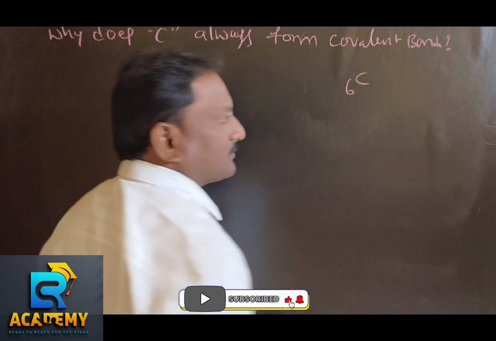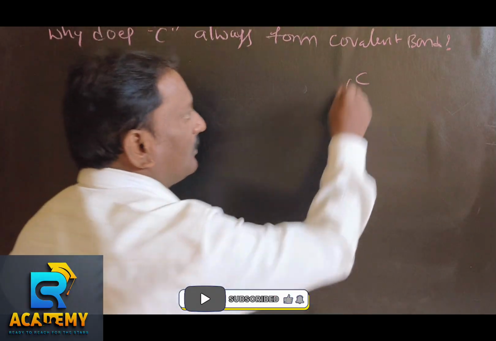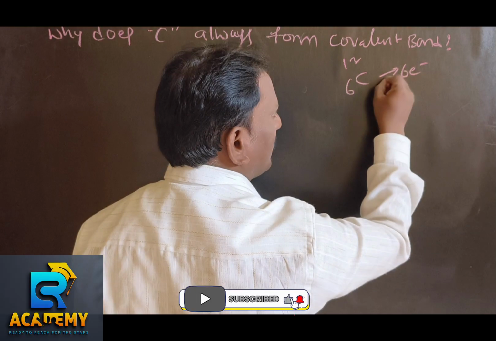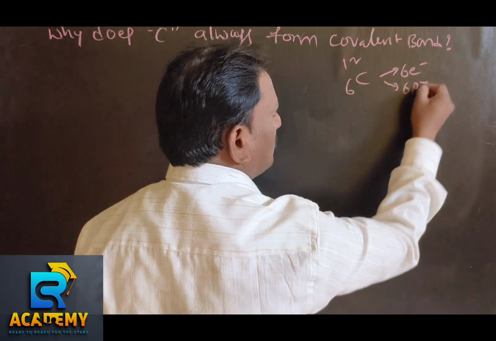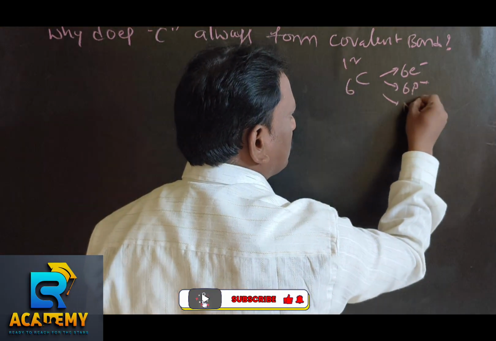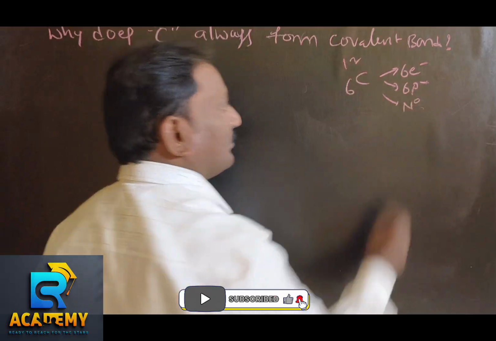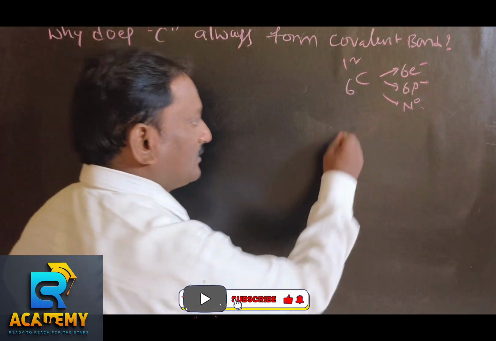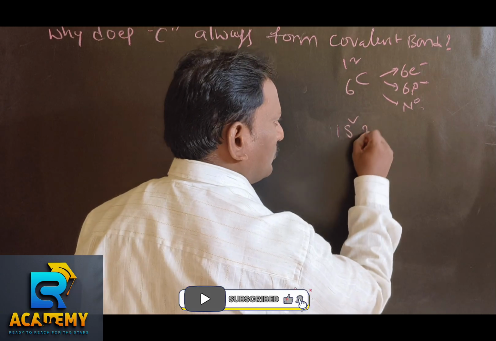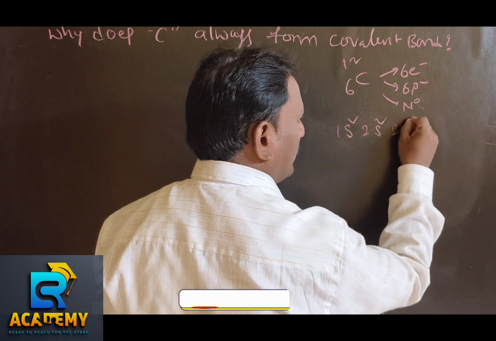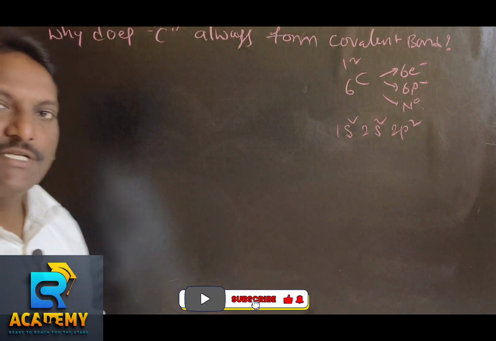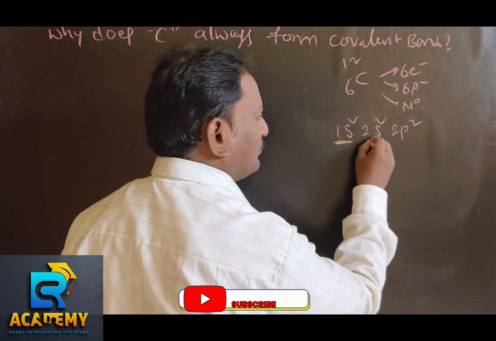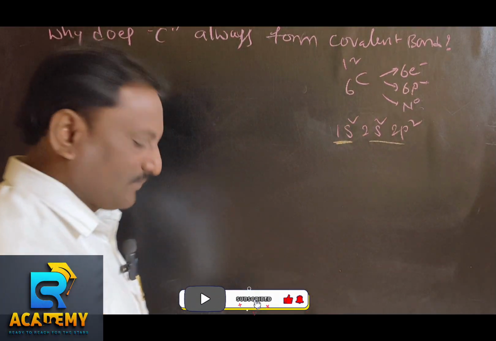Carbon has atomic number 6 and mass number 12. That means each carbon atom consists of 6 electrons, 6 protons and 6 neutrons. What is the electronic configuration of carbon? Yes, right, good: 1s2, 2s2, 2p2. How many shells are there in the carbon atom? Each carbon atom consists of two shells, the first and the second shell.